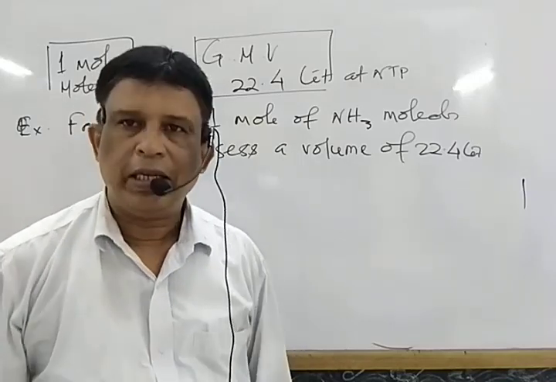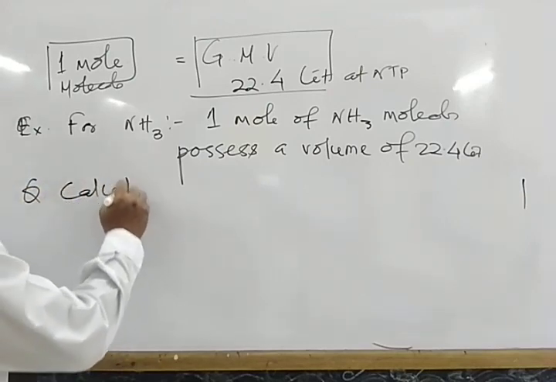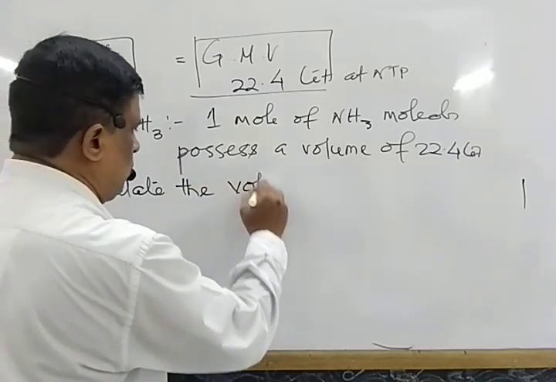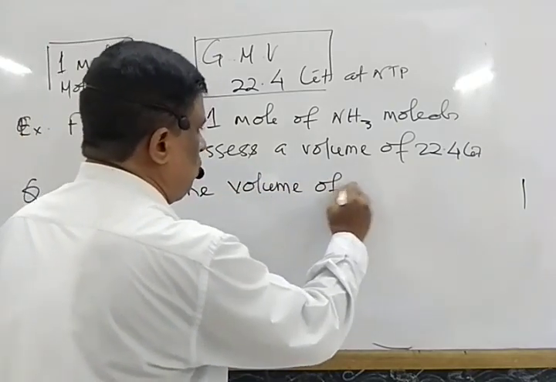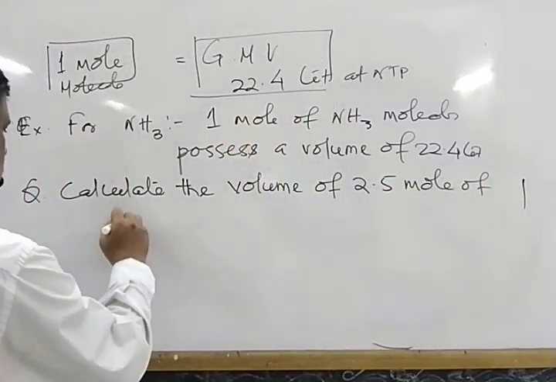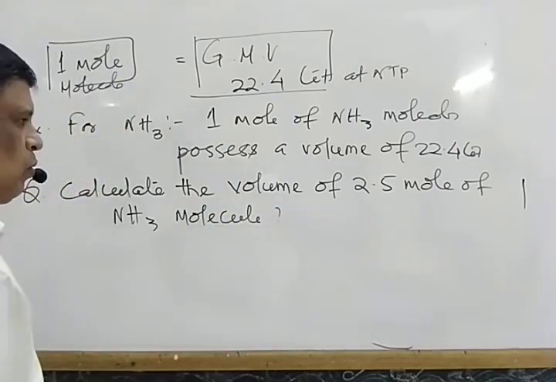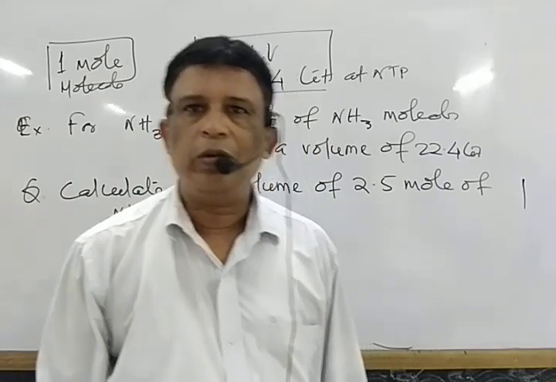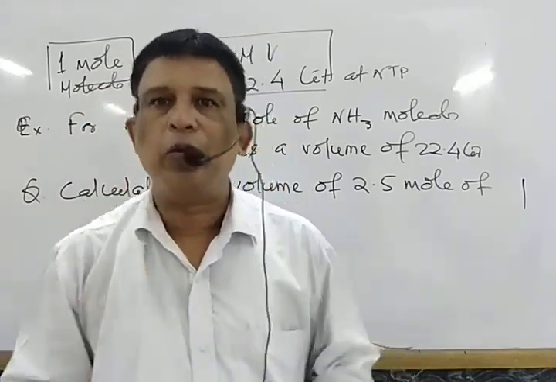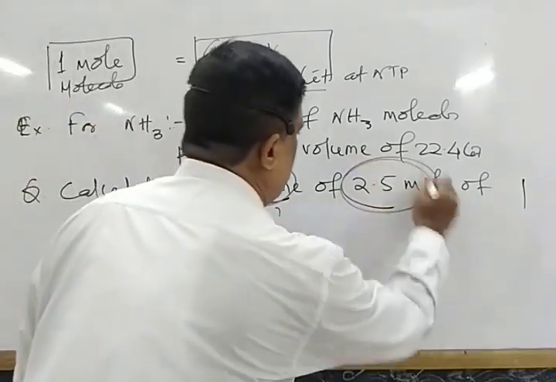So next, deduce the question. Like that question: calculate the volume of 2.5 mole of ammonia molecule. Mark the question. I always advise you, focus on 2 points. Which 2 relationships we have to build up. Mark that. Calculate the volume, one thing; 2.5 mole, one thing.